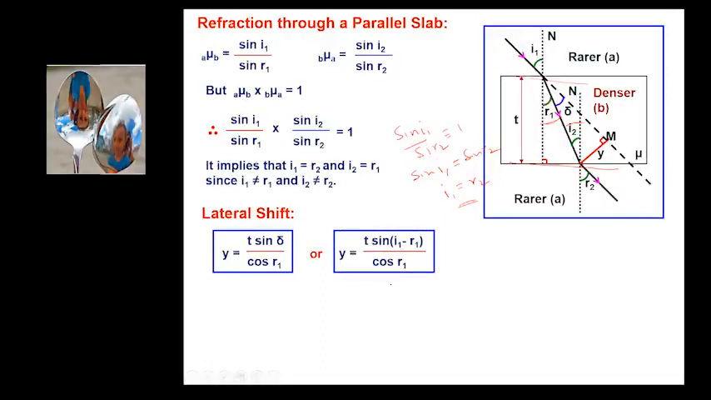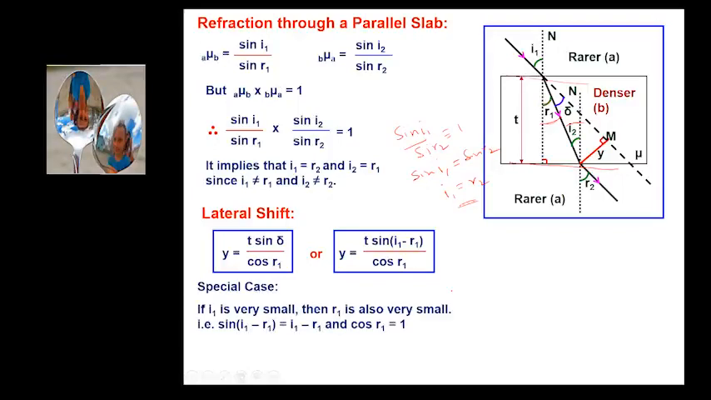So this lateral shift depends upon one thing, that is the thickness of this. The thickness is not the height, it is the breadth. Okay. So therefore, it depends upon the width of the glass slab and the angle of incidence I1. The more the angle of incidence, the more the lateral shift will be. Right.